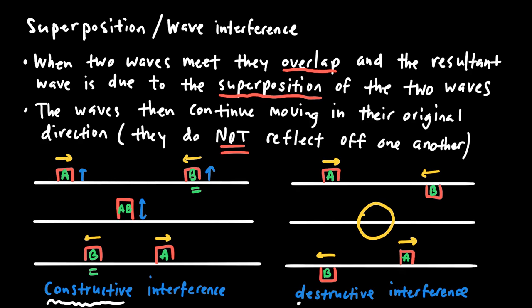We call this, equally importantly, destructive interference. The two wave pulses, due to the nature of their orientation, they were pointed in opposite directions. They destroyed one another. They interfered destructively.